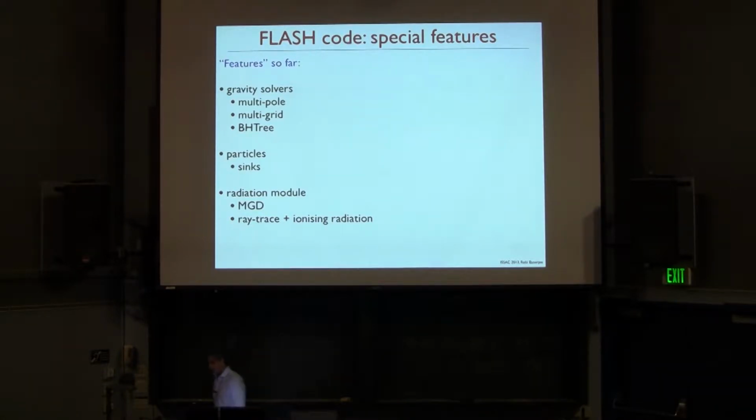And if you are interested in radiation, which is also a very important part of the physics when talking about star formation, there are at least two approaches on which you might build your further research if you use the Flash code. One is the multi-group diffusion module. The other one is based on a ray trace algorithm, so far coupled to ionization radiation. So this is essentially the summary of the last 4 days here.